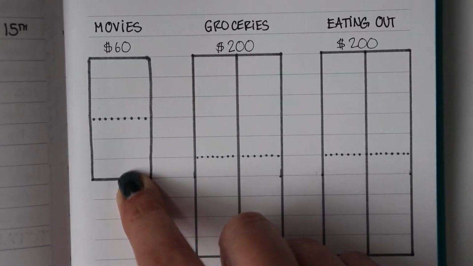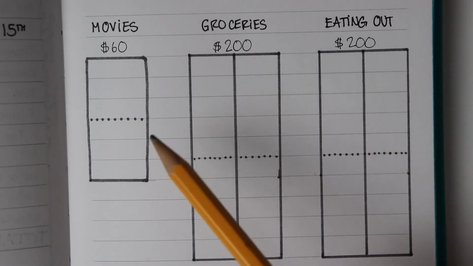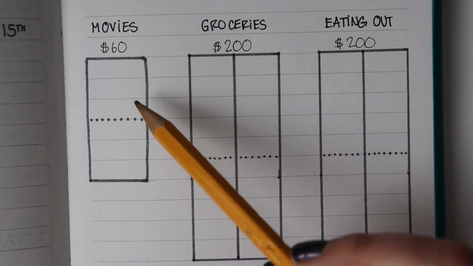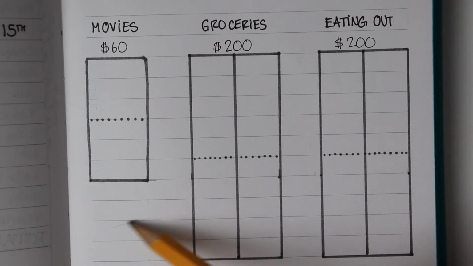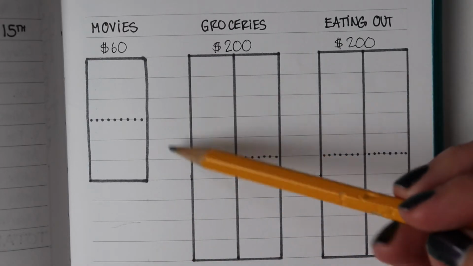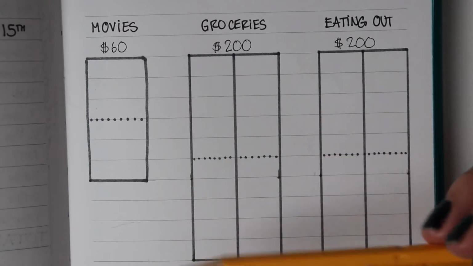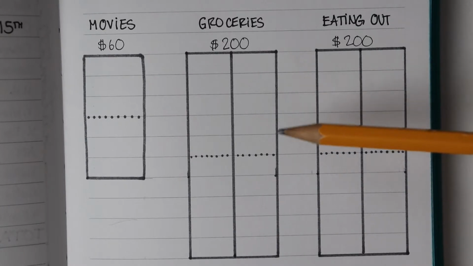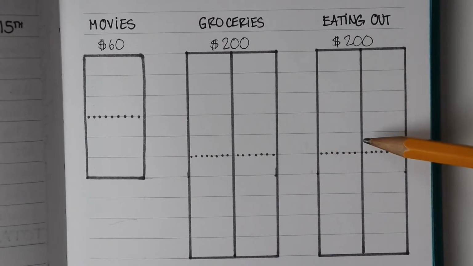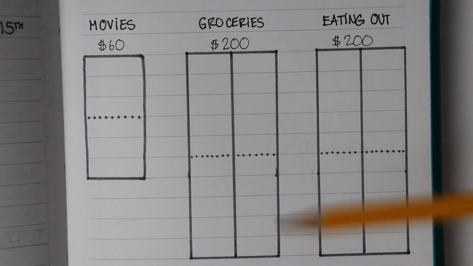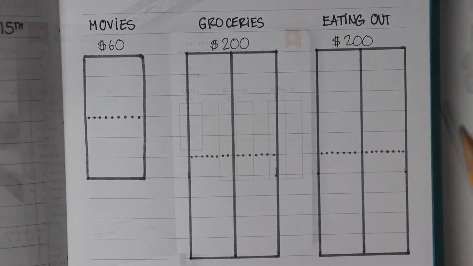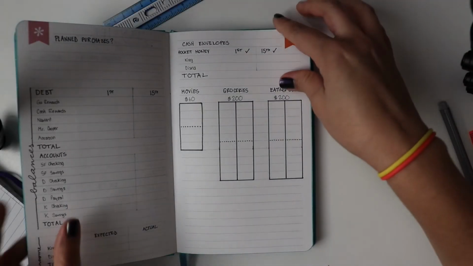So I'm going to keep track here of, say, for example, if I end up spending like $80, then this is going to probably go up to down here, right? And then I'm going to be able to visually say, oh man, I spent way more than I was supposed to. And that is the plan as well for groceries and eating out. Of course, my goal is to stay way below this every single month, so that way any extra money can go to our debt.